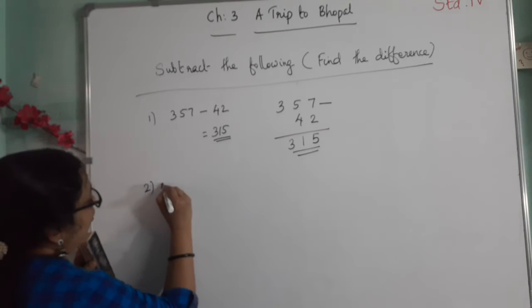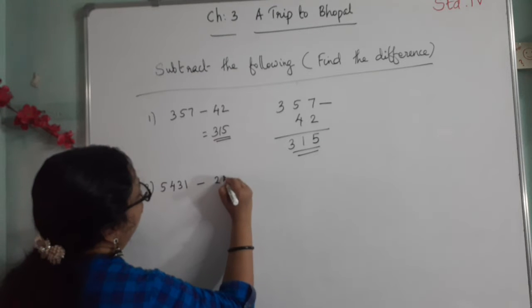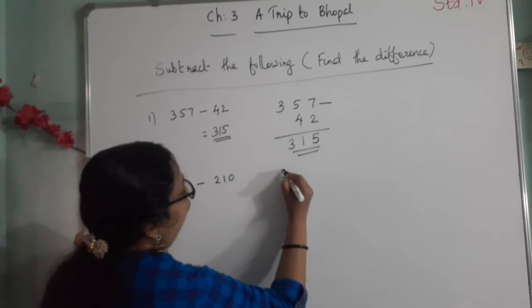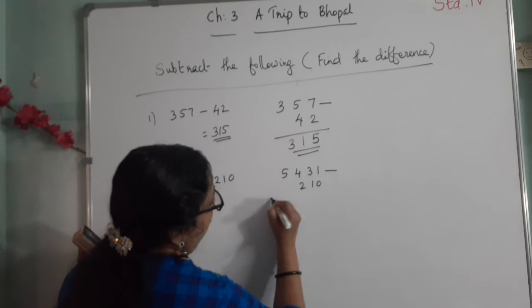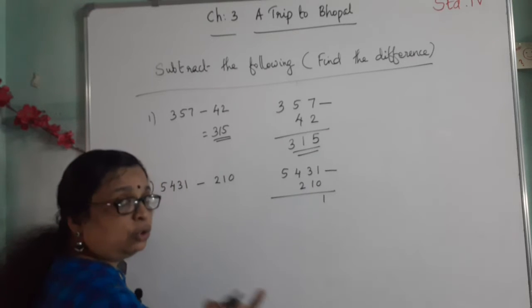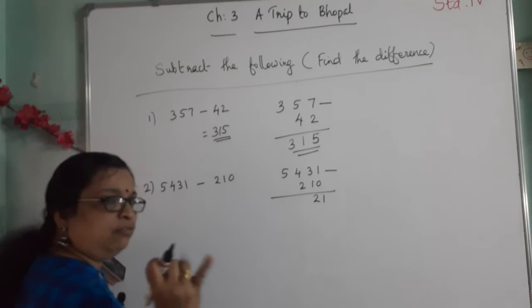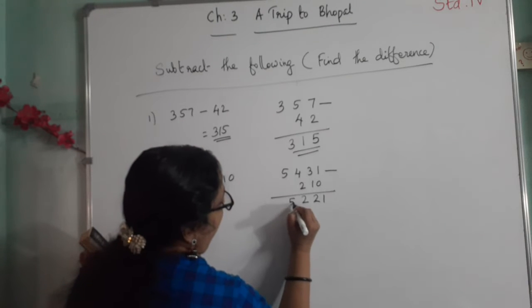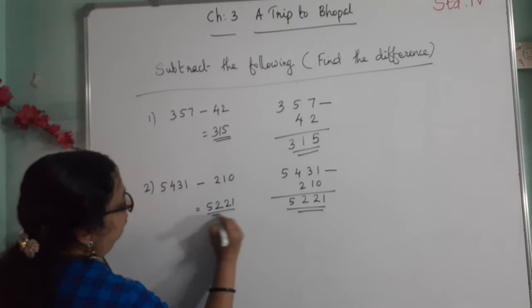Second question, 5431 minus 210. Then 5431 minus 210. 1 minus 0, 1. 3 minus 1: 1 after 2, 3, so 2. Then 4 minus 2: 2 after 3, 4, so 2. Then 5. So the answer is 5221.